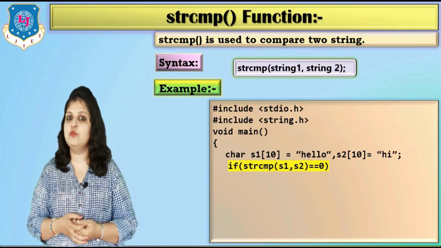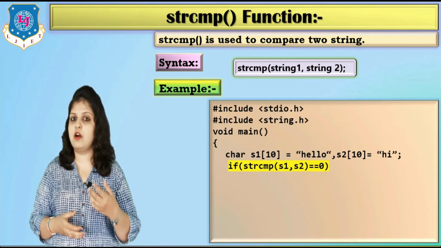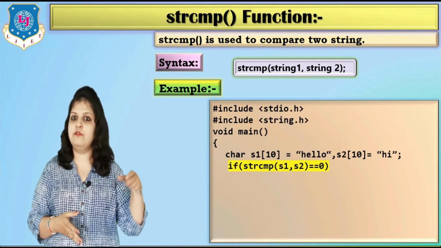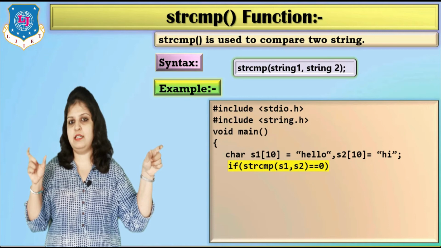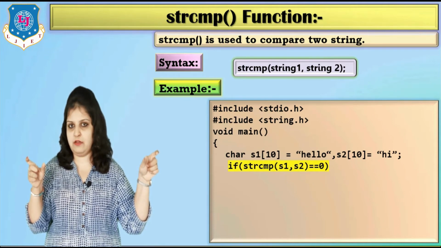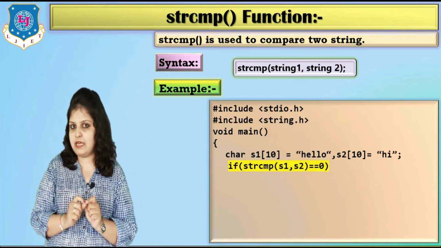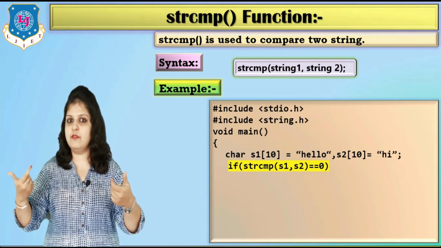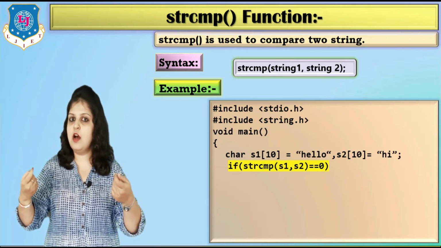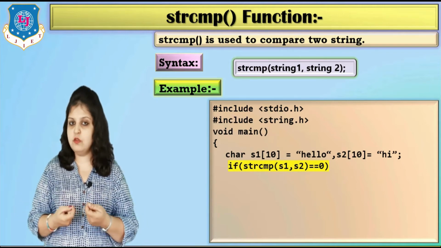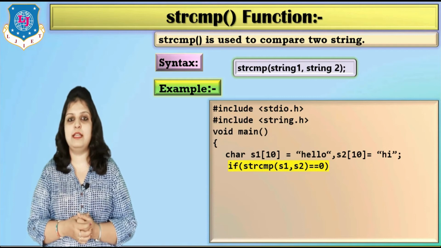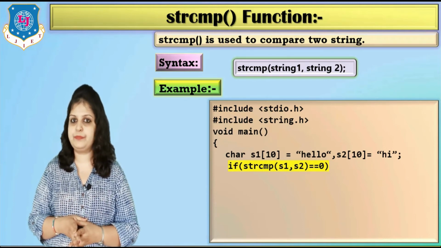Now how can we use this function? This function works on the basis of ASCII value difference. So here it will check the first character of s1 and the first character of s2. If both are equal, then the difference we will get is 0. Then after that check the second character of s1 and the second of s2, again check the difference, 0. If we get the whole difference 0, then we can say that both strings are equal.